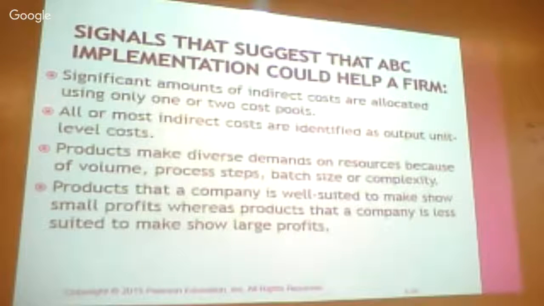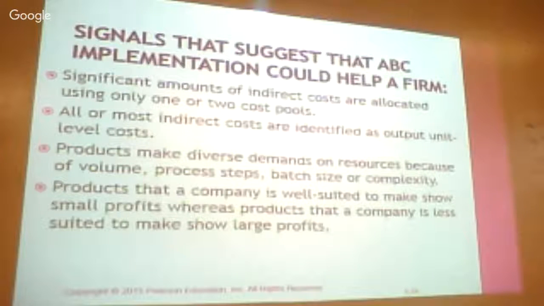say I have pre-production, production, post-production, inspection, and I start having a lot of different hands in the pot, then I want to really look at those costs and ask, what is actually driving these costs? So if I'm starting to get a lot of different hands in the pot, then I want to look at ABC. All or most indirect costs are identified as output unit cost level costs. Products make diverse demands on resources because of volume, process steps, batch size, and complexity.